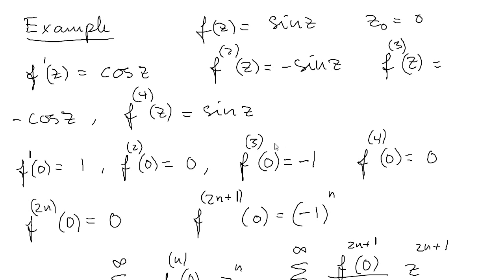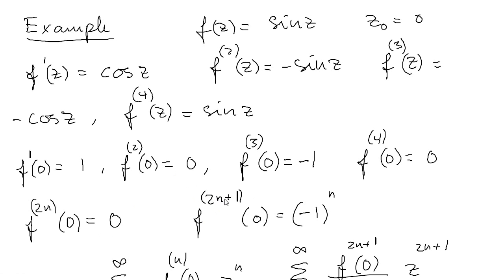So we can continue this infinitely many times, and we easily obtain the same sequence: 1, 0, minus 1, 0, 1, 0, minus 1, 0, and so on. So what does this mean? It means that if we take the 2nth derivative at 0, then we obtain 0. You see that for all even values, for example the second derivative, the fourth derivative, the sixth derivative, etc., is equal to 0.